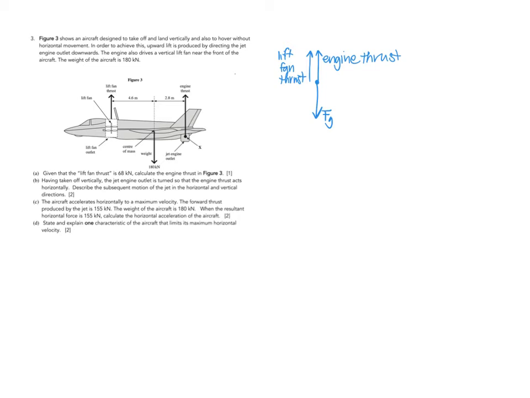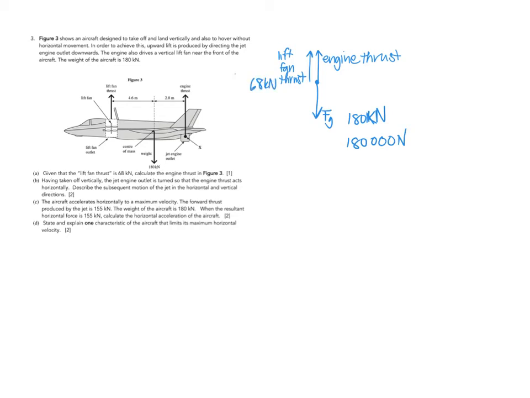So if then I have 180 newtons down, oh, wrong thing. It's kilonewtons. That's a big deal, right? Kilonewtons means just like kilometers, it's this many thousand newtons. And upwards, I have 68 kilonewtons.